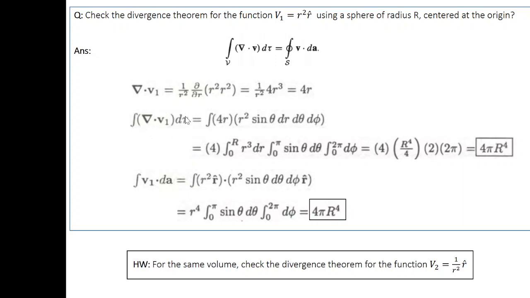The volume element d tau is nothing but dl_r into dl_theta into dl_phi, which is r squared sine theta dr d theta d phi. Multiply it with the divergence of v1, which is 4r. Apply the limits. It's a sphere of radius R. So your r coordinate changes from 0 to R, theta is the polar angle, which changes from 0 to pi, and the azimuth angle always changes from 0 to 2 pi. Apply the limits, and you get the value 4 pi R to the power 4.